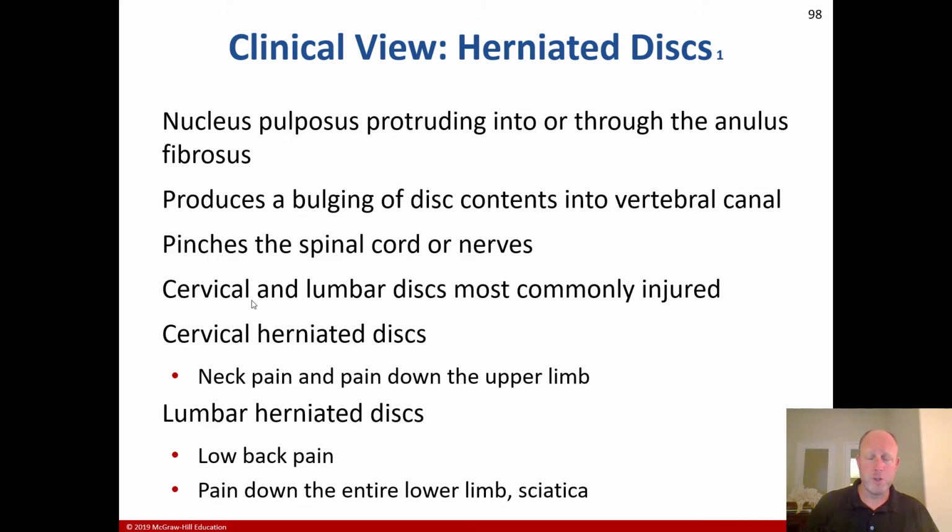The shoulder girdle, or pectoral girdle, plays a big role and has an effect on the cervical spine as well. With cervical herniated discs, there's neck pain, and the pain can go down the upper limb, all depending upon where that pain is in your spine. We'll talk about the nervous system in more depth and how it plays a role. Lumbar herniated discs: there's low back pain and pain down the entire lower limb, like sciatic pain, when you have a herniated disc possibility.